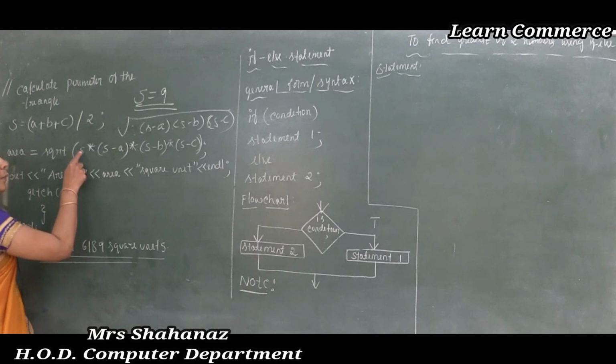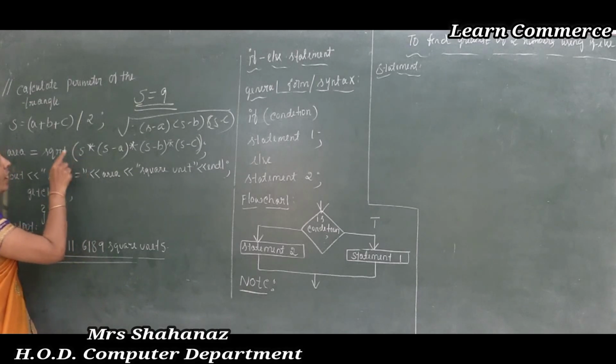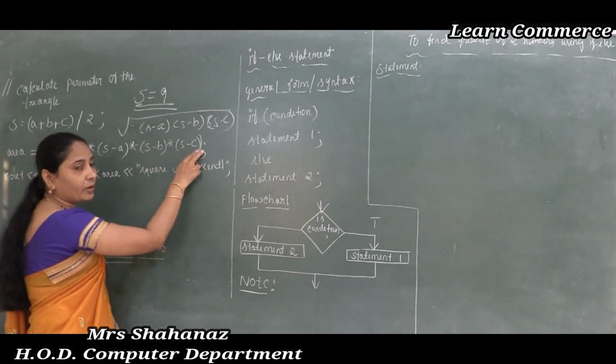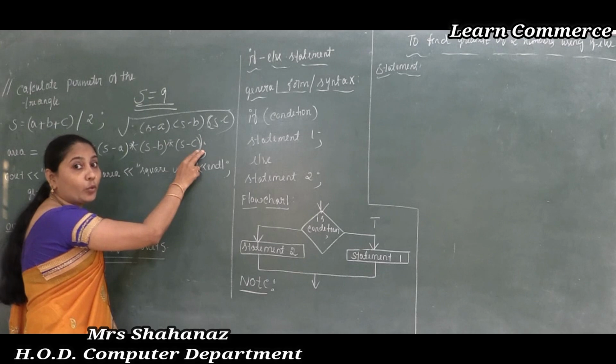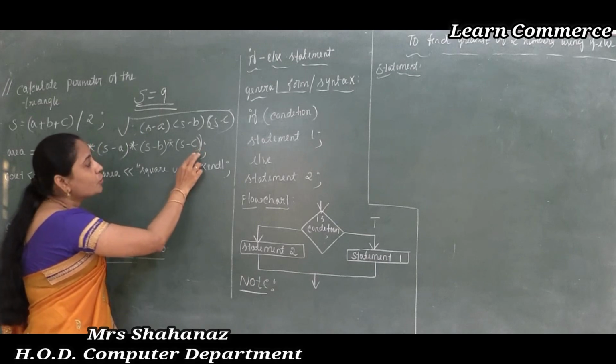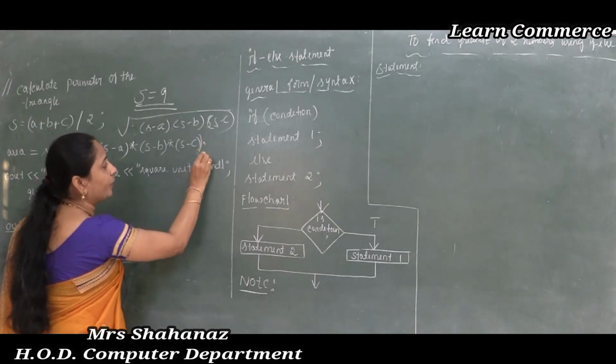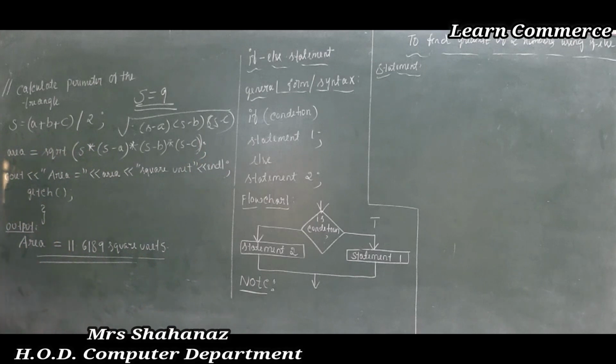Before the S, I opened one parenthesis bracket. So lastly, while closing, we need to close the parenthesis bracket twice. Clear this point? Two times we need to close it. So I closed it twice here, and finally this statement is terminated by using the semicolon.